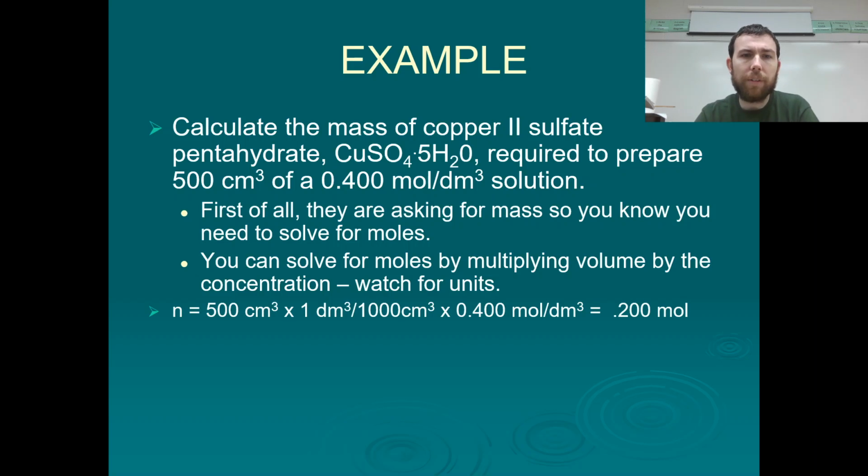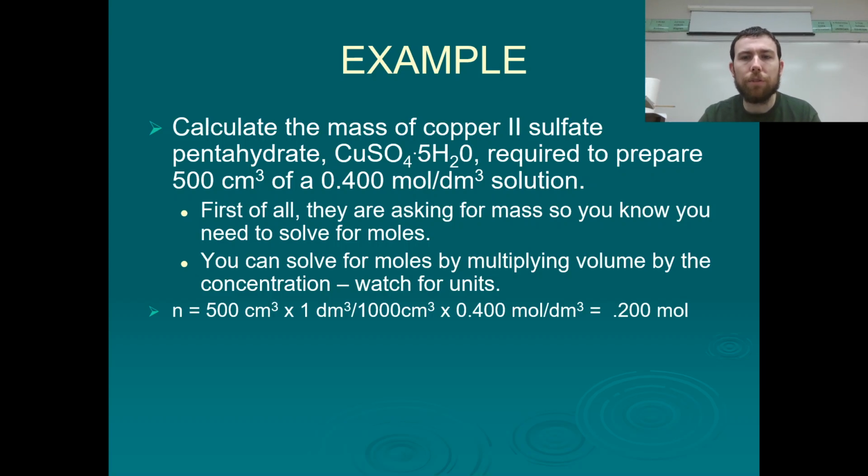So to get our moles, we've got 500 centimeters cubed. We set up our dimensional analysis. We're going to multiply that by 1 decimeter cubed over 1,000 centimeters cubed. That's going to take us into decimeters cubed. And then we multiply that by the 0.400 moles per decimeter cubed. And we find that within that volume of solution, we have 0.200 moles of copper(II) sulfate pentahydrate.